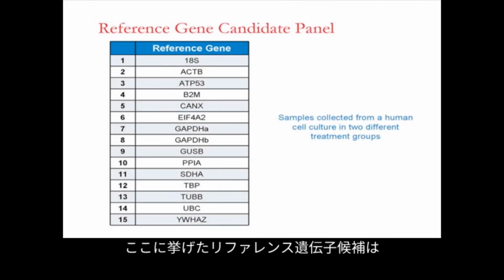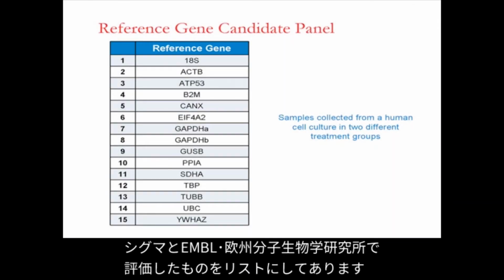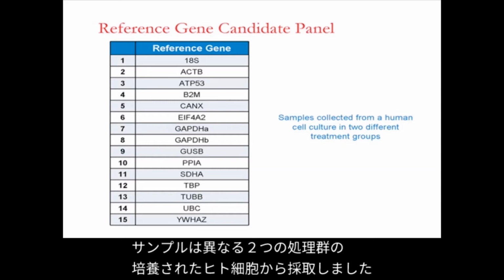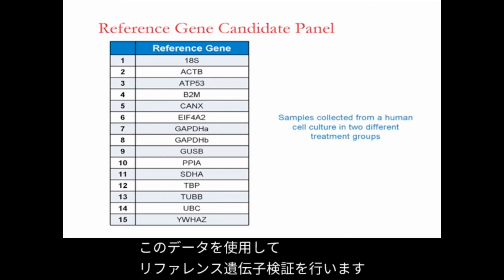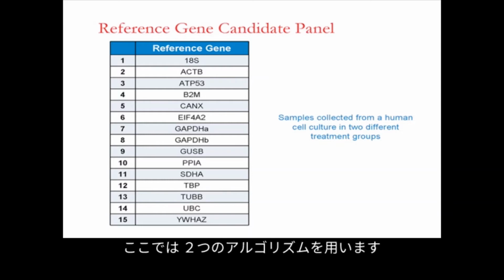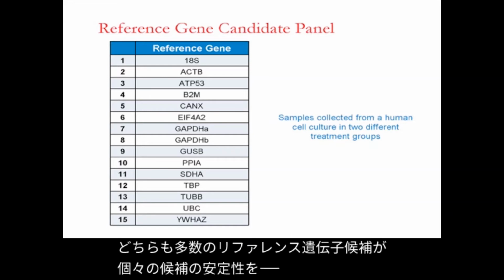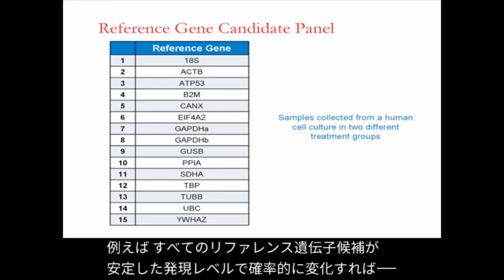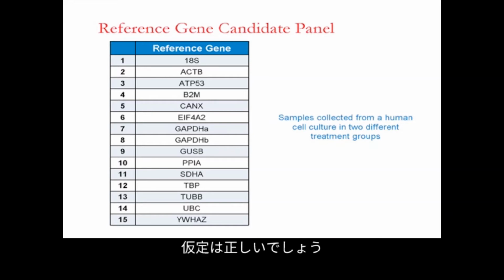Here is a list of reference gene candidates that were evaluated during a workshop that Sigma arranged together with EMBL last year. Samples were collected from a human cell culture in two different treatment groups. I will use this data set to demonstrate aspects of reference gene validation. I will use two different algorithms to demonstrate the approach in this presentation, and both of them are based on the assumption that a multitude of reference gene candidates can be used to rank the stability of individual reference gene candidates. The assumption may be true if, for example, all reference gene candidates vary stochastically around stable expression levels. However, this may not necessarily be true in reality.